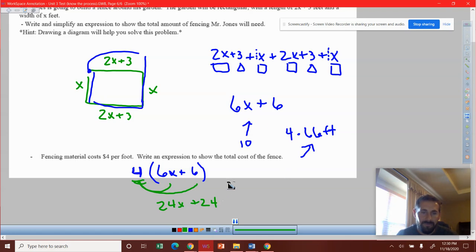So again, if I knew I had 10 feet for this width, I'd plug a 10 in there. I'd get $240, and then I'd have to add $24, and then they'd be paying $264 for that many feet of lumber or fencing material.